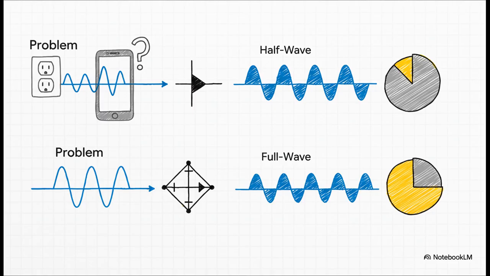Our first try, the half-wave rectifier, used one diode but was super inefficient at 40.6% and wasted half the power. The much better solution, the full-wave bridge, uses 4 diodes to cleverly grab the whole wave, doubling the efficiency to 81.2%. And the result of all this? We've successfully turned that AC into a one-way but still bumpy, pulsating DC.